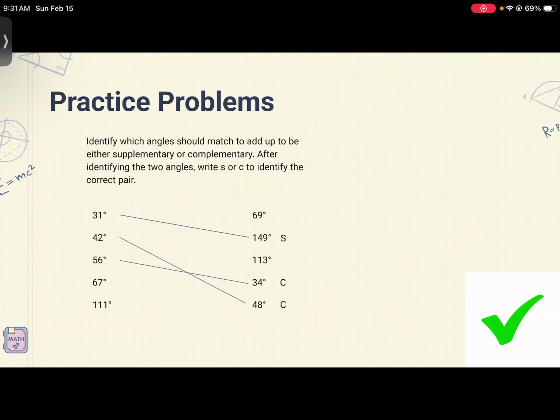And now only two answers are left. For 67 to become supplementary, it would need 113, and that is obviously the answer, so it is supplementary. And then 111 is greater than 90 degrees, so it has to be supplementary. And 69 plus 111 equals 180.